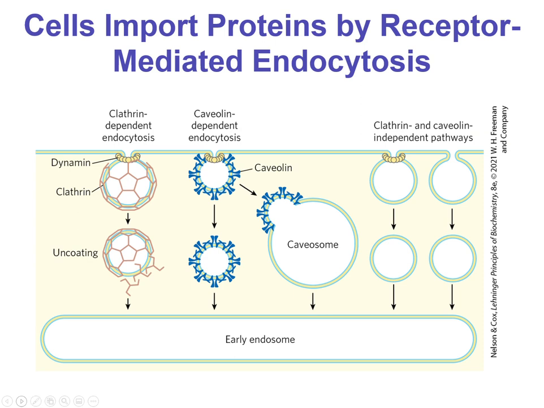Cells import proteins and they export proteins. And this happens, one of the ways, by receptor-mediated endocytosis. So there's different ways that you can do this. There's clathrin-dependent endocytosis, caveolin-dependent endocytosis, and there are pathways that are independent of clathrin and caveolin.